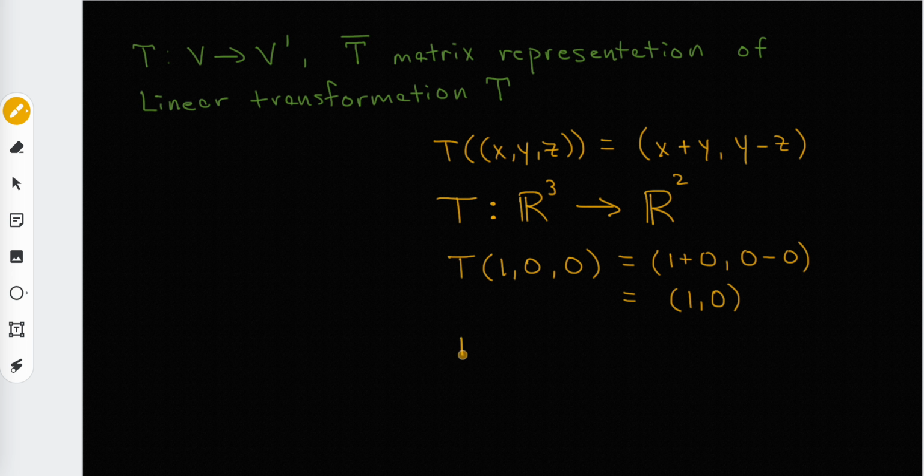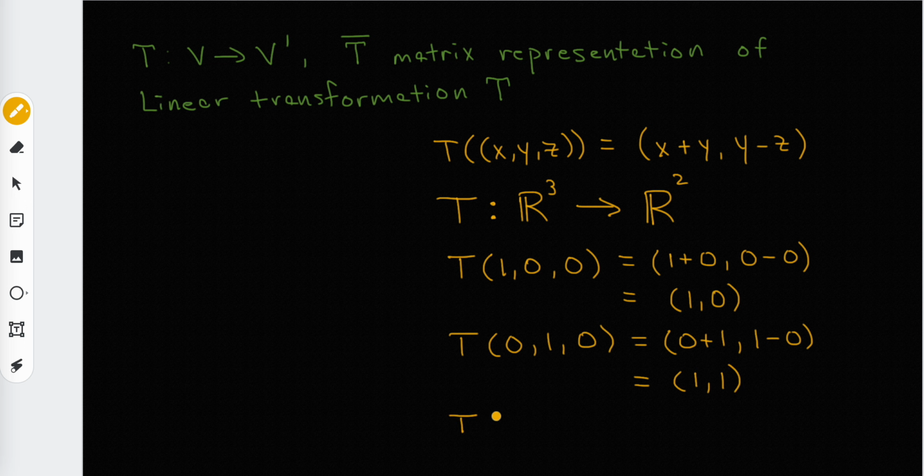Next I'm going to try the unit vector 0, 1, 0. If I put that into the formula, I'm going to have x plus y, that's going to be 0 plus 1. And for the next component, I'm going to have y minus z, and that's going to be 1 minus 0. So if we do the math on that, I get 1, 1.